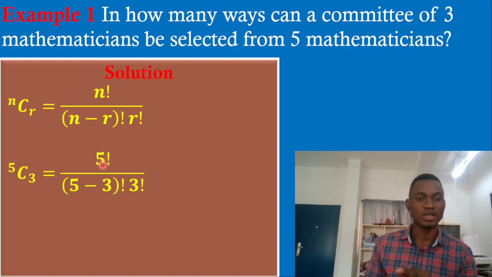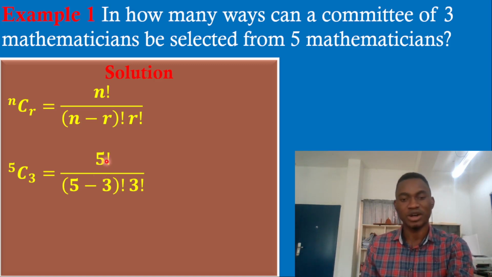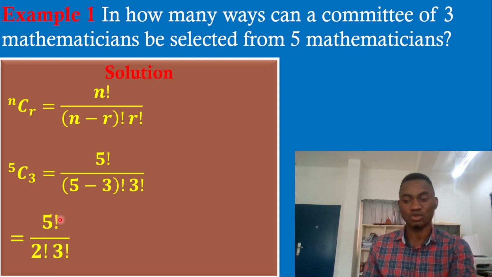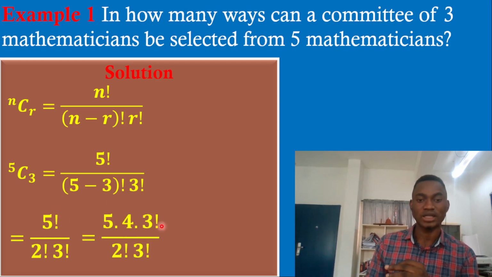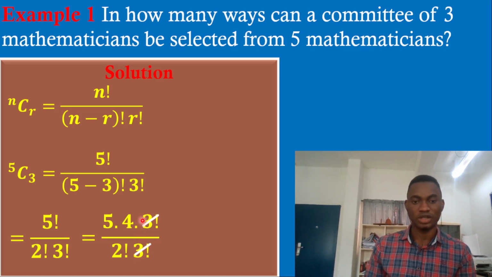So we are going to express 5 factorial as 5 times 4 times 3 factorial. 5 minus 3 is 2. Then we retain our factorial, so 3 factorial remains here. As you can see, 3 factorial and 3 factorial can cancel out. 3 factorial over 3 factorial is 1.